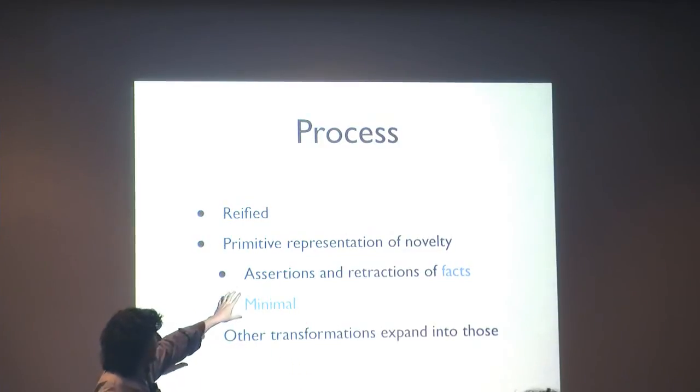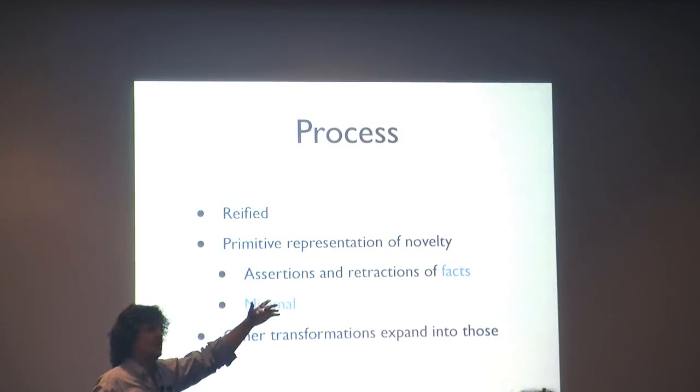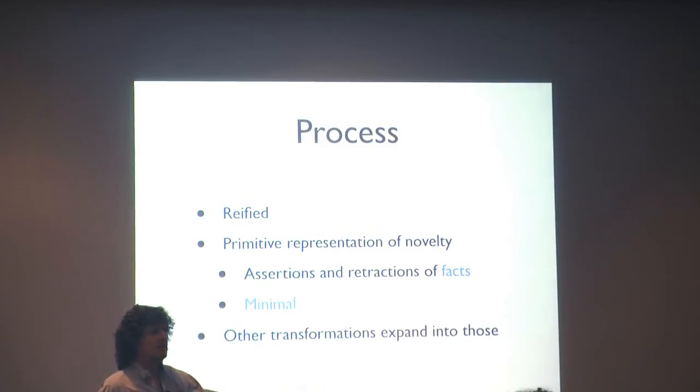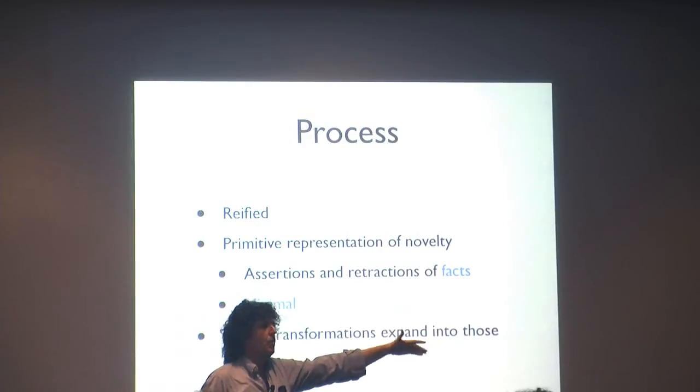And we're going to say that a primitive representation is just the assertion and retraction of facts. Monkey has a head. Monkey's arm was torn off. Monkey's leg was torn off. We're just going to assert these things. If Sally likes pizza and then becomes lactose intolerant, we may have to retract that.